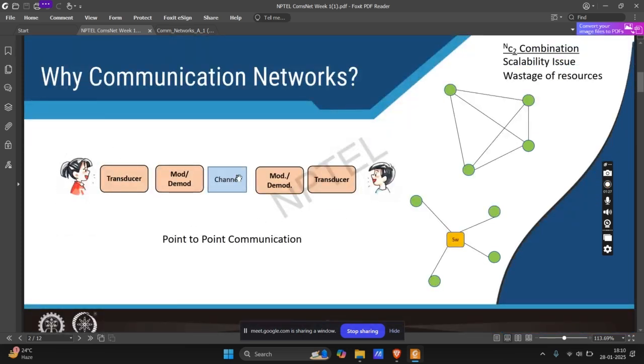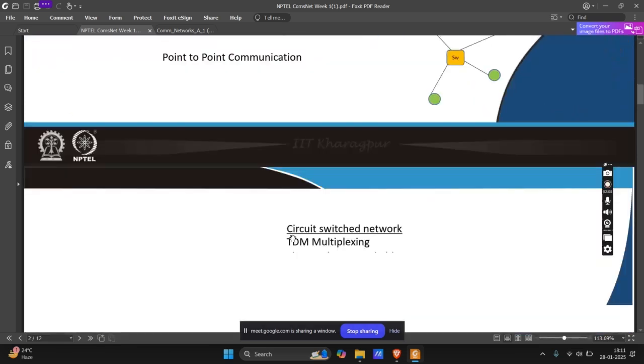If you are connecting from one computer to another computer, this is the point-to-point communication model. Whatever you say or give as input is converted to electrical signals, then modulated, sent across the channel, and finally demodulated and converted back to whatever energy form you sent. If it's audio, it will be played back as audio. If it's a video, it will be played back as a video. This transducer converts all kinds of media formats into bit formats, so that they can be modulated into analog signals and sent across the channel.